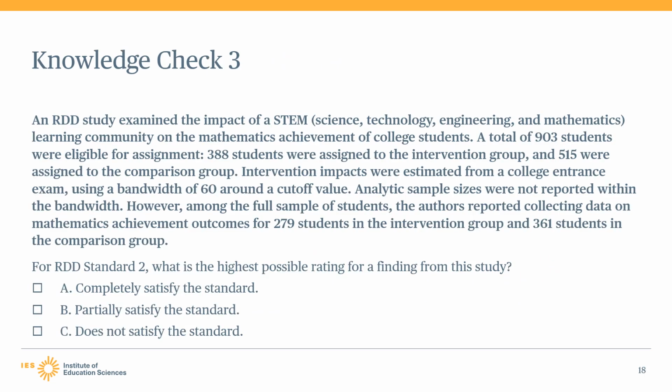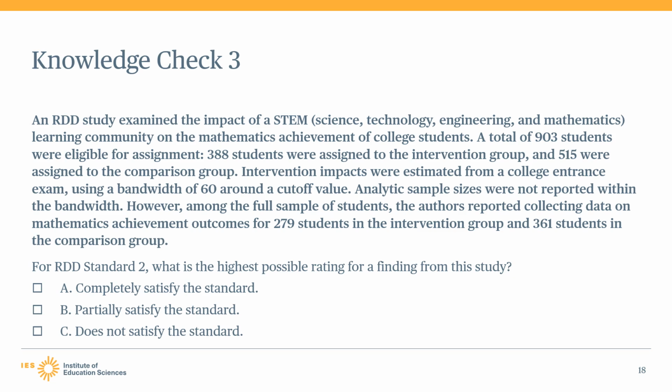Knowledge Check 3. In an RDD study examining the impact of science, technology, engineering, and math, or STEM, learning community effects on college students' mathematics achievement, a total of 903 students were eligible for assignment. 388 students were assigned to the intervention condition, and 515 were assigned to the comparison condition. Intervention impacts were estimated using a bandwidth of 60 on a college entrance exam cutoff score. Analytic sample sizes were not reported within the bandwidth.